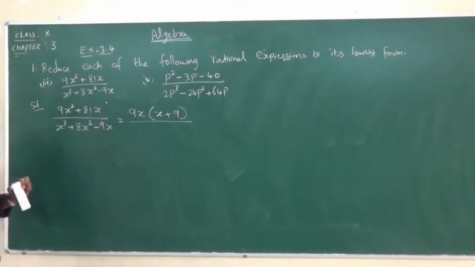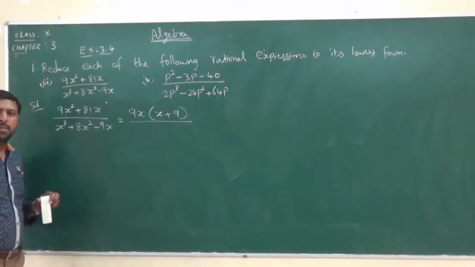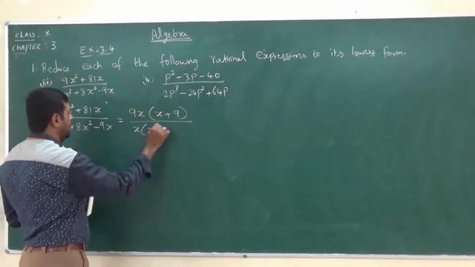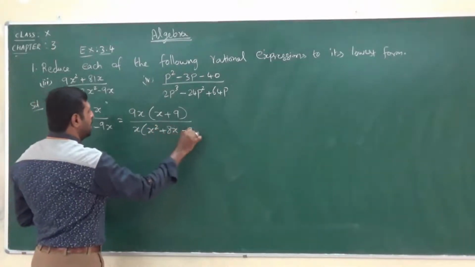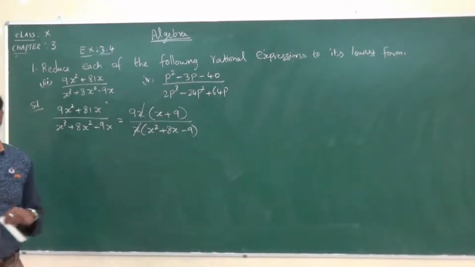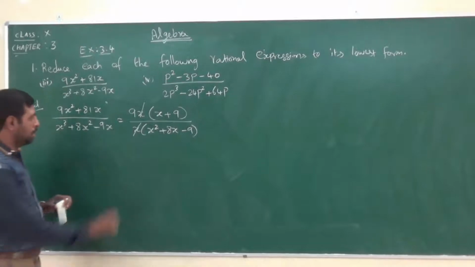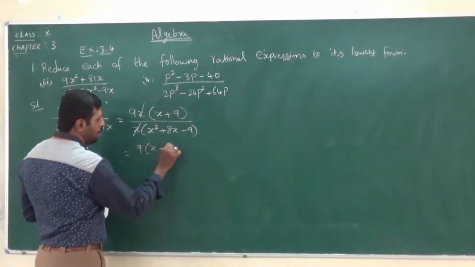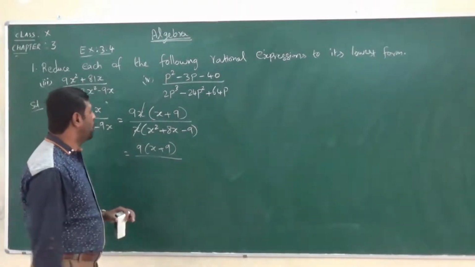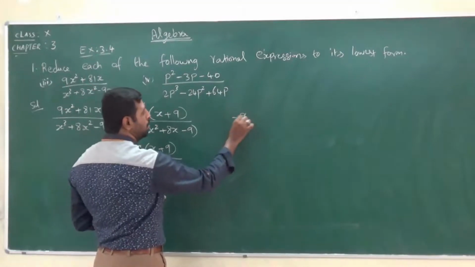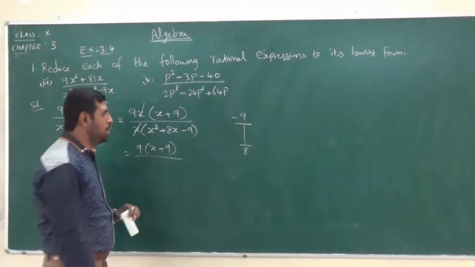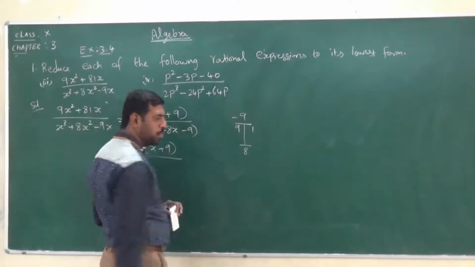See the denominator, here we have x as the common term. In all terms we have x, so x will be taken out commonly. So we have x square plus 8x minus 9. Now in the numerator we have x and in the denominator we also have x, so both are cancelled. Then the remaining terms are 9 into (x plus 9) divided by the quadratic polynomial, so easily we can factorize it. When we multiply we need minus 9, when we add we need 8. Whatever the possibilities, 9 ones are 9.